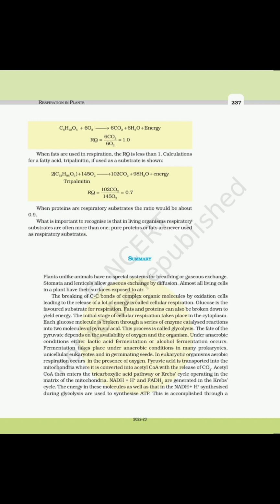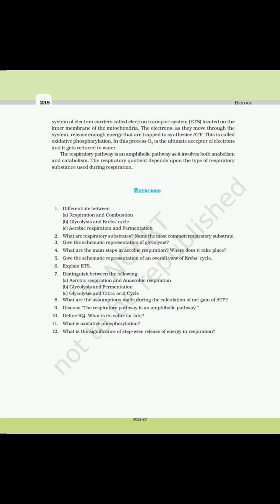In eukaryotic organisms, aerobic respiration occurs in the presence of oxygen. Pyruvic acid is transported into the mitochondria, where it is converted into acetyl-CoA with the release of CO2. Acetyl-CoA then enters the tricarboxylic acid pathway or Krebs cycle, operating in the matrix of the mitochondria. NADH plus H+ and FADH2 are generated in the Krebs cycle. The energy in these molecules, as well as that in the NADH plus H+ synthesized during glycolysis, is used to synthesize ATP. This is accomplished through a system of electron carriers called the electron transport system.